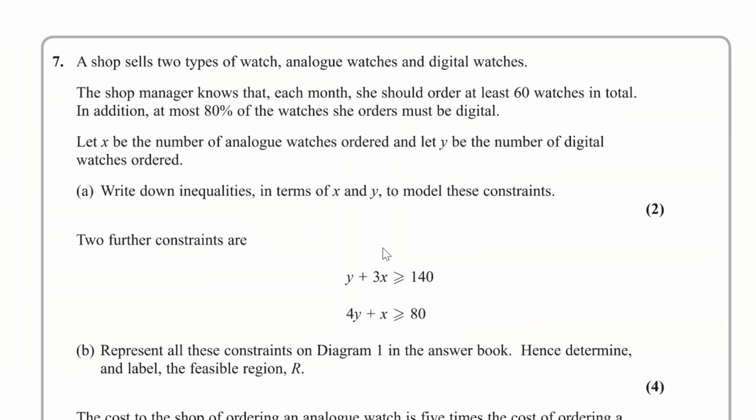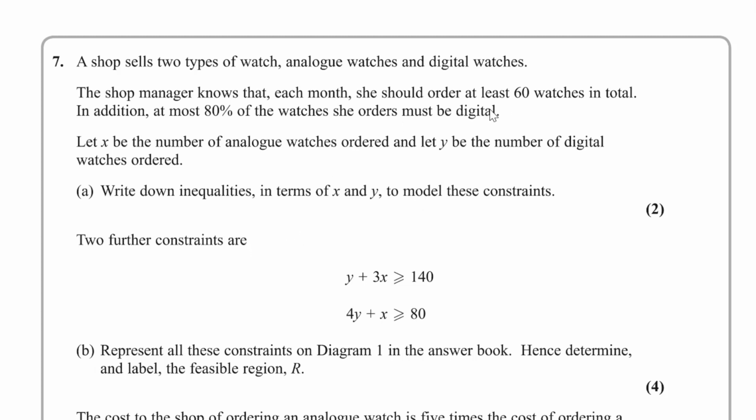Okay, so for question number 7, a shop sells 2 types of watch, analog watches and digital watches. The shop manager knows that each month she should order at least 60 watches in total. In addition, at most 80% of the watches she orders must be digital. Let X be the number of analog watches ordered and let Y be the number of digital watches ordered. For part A, we have to write down inequalities in terms of X and Y to model these constraints.